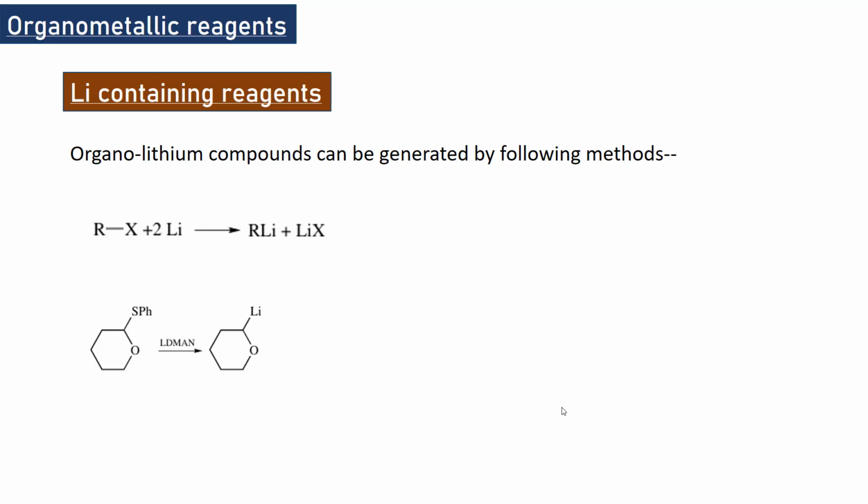This is one of the important kinds of reagents. Many of you have heard about butyl lithium reagent. It has multiple uses in the laboratory, mainly in the organic laboratory, due to its broad application. Organolithium compounds can be generated by the following methods, where lithium can be added to an organohalide or alkyl halide compound, and the halogen is replaced with lithium, generating this organolithium compound. Organolithium compounds can also be generated by substitution of sulfide compounds.